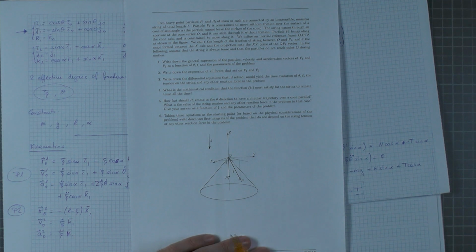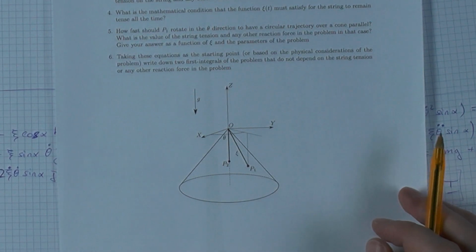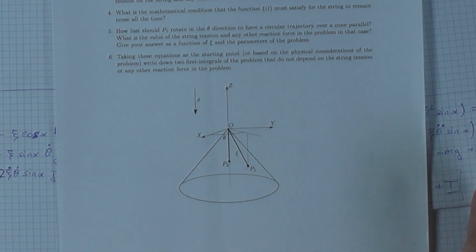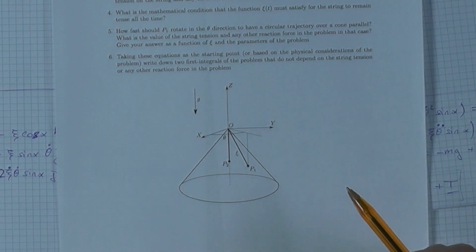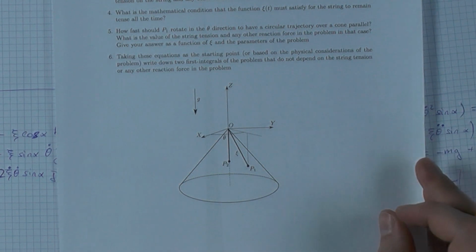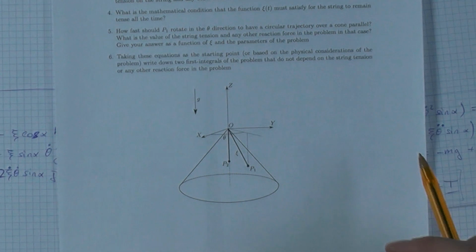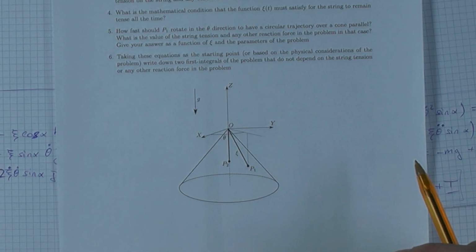Alright, so for the final question, question number 6, what they ask us to do is to find two first integrals of the motion of the particles, alright, which allow us to describe their motion, what is going on with them. Now, this is a question that requires us to think quite a bit, okay? We have to see what type of conserved quantities might be out there.